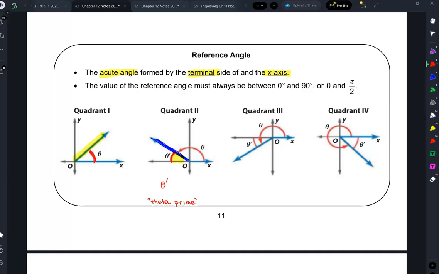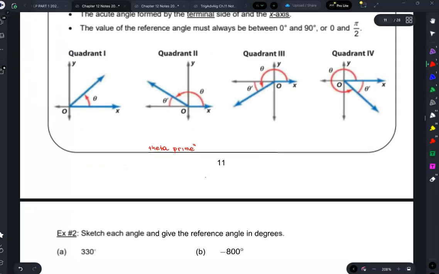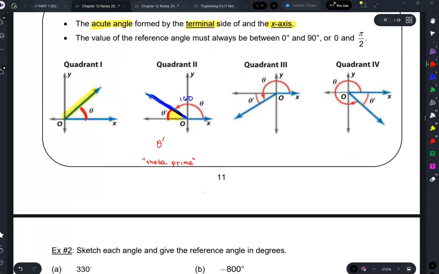With an accent, it's called theta prime. So suppose this angle here was 160 degrees, right? How much would that yellow angle be? To go all the way from 0 to there, it's 180. And if the blue one is 160, that's the balance, 20 degrees. Okay? All right, take a look at this one. Suppose this angle here was 210 degrees.